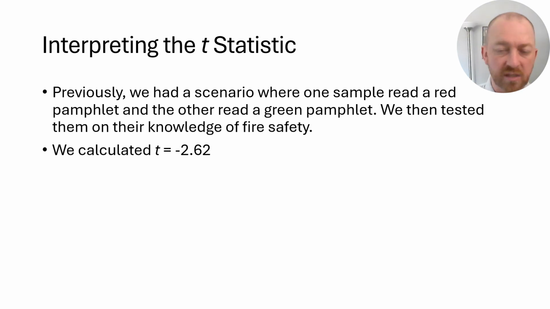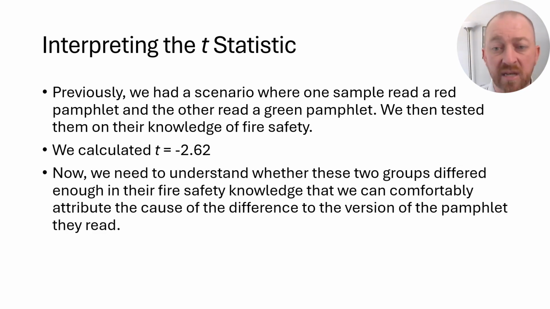We obtained a calculated t-value of negative 2.62. Now our next question is, what does that mean? Does that mean that they were roughly the same in their knowledge of fire safety, or was one better than the other? And if so, which one? And how much should we care? Should we start giving people the red pamphlet, the green pamphlet, or does it not matter? Well, that's our question. And what we're essentially getting at here is statistical significance. And so that's what we're going to cover here.